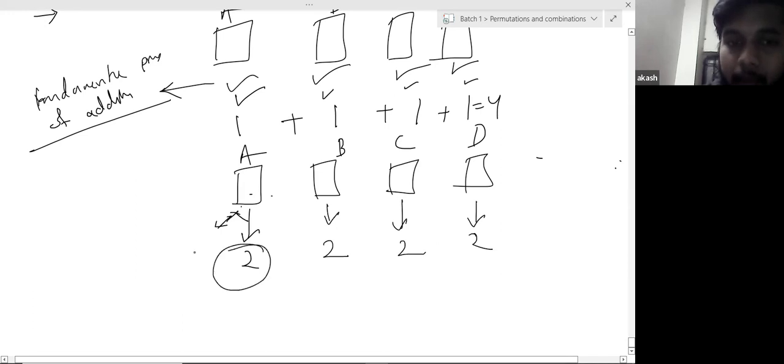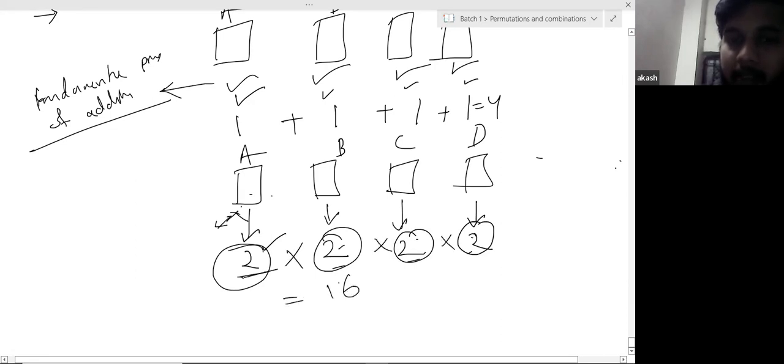So two ways to do this. You are either going to tick or not going to tick, right? So again, I'm using or: this or this. That is why two ways, two ways, two ways, two ways. But to answer a question, you have to tick or not tick and do this and do this and do this. So we are going to multiply these options. So the total answer is 16 ways.